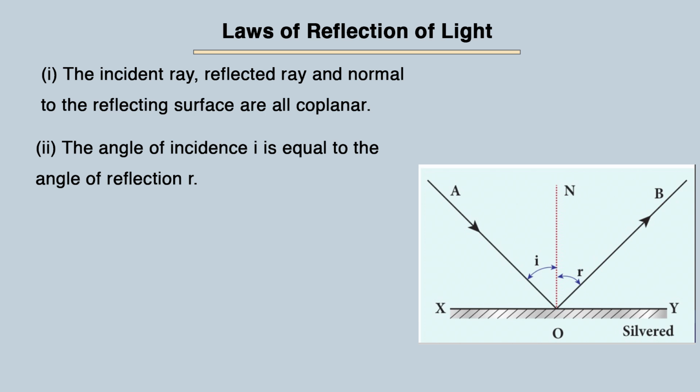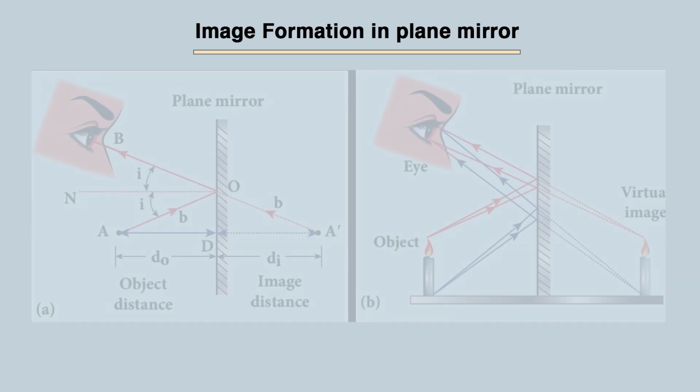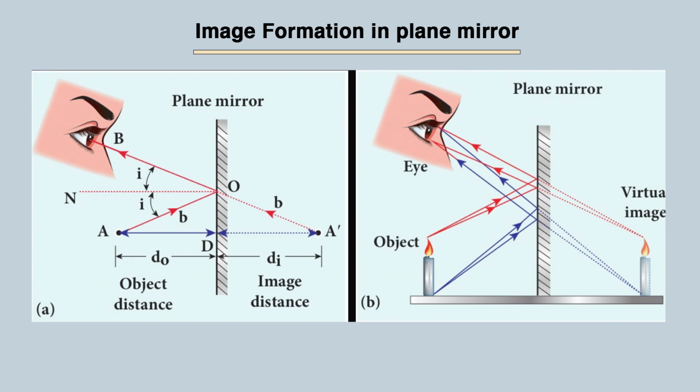This is always used in various devices, and the laws of reflection are valid at each point for any reflecting surface, whether the surface is flat or curved, and the curved surface may be concave or convex. Then, image formation in plane mirrors. This is the schematic diagram of image formation.